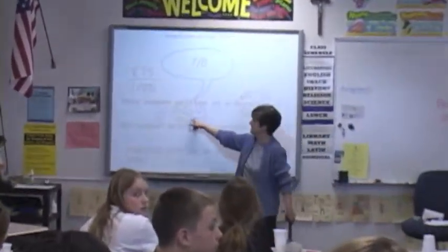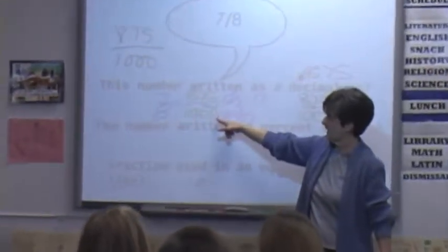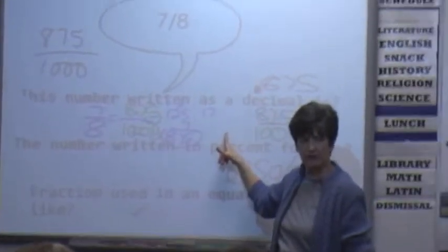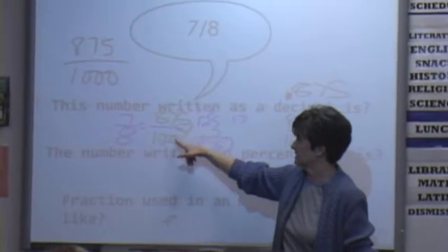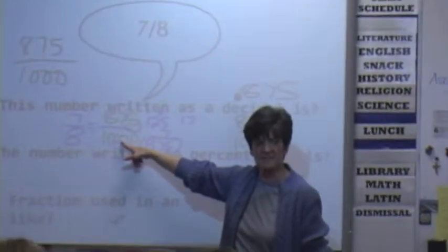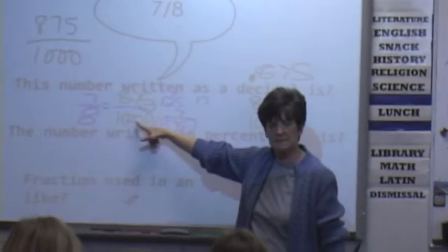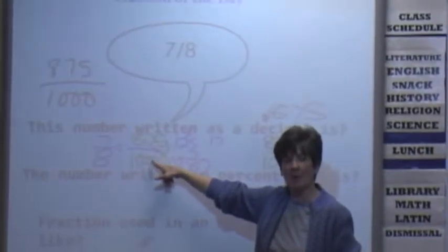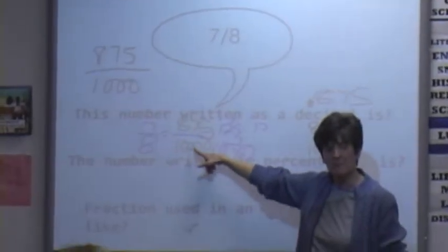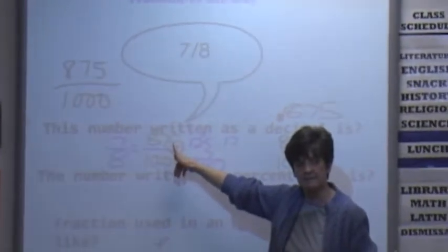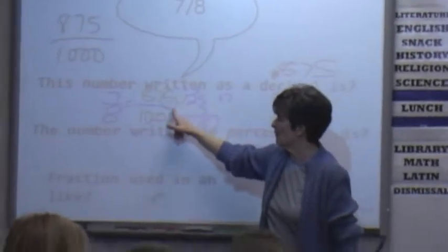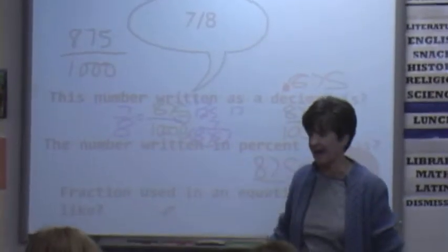Okay, but we did need to take our 1,000 and get it to 100. So in order to do that, what did we have to divide by? 10. And what we do on the bottom, what do you want on top? Because we're creating an equivalent fraction. Okay, so then 87 and a half.